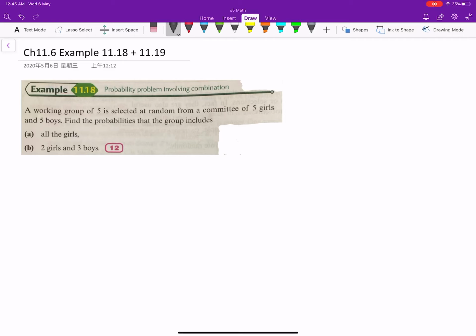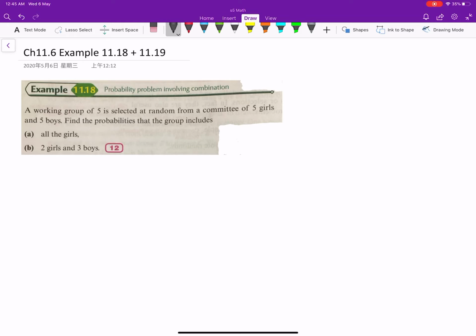Hello students, today we will start chapter 11.6. So we'll start from two examples, 11.18 and 11.19. Let's start. In example 11.18, a working group of 5 is selected at random from a committee of 5 girls and 5 boys. Okay, and then find the following probabilities.